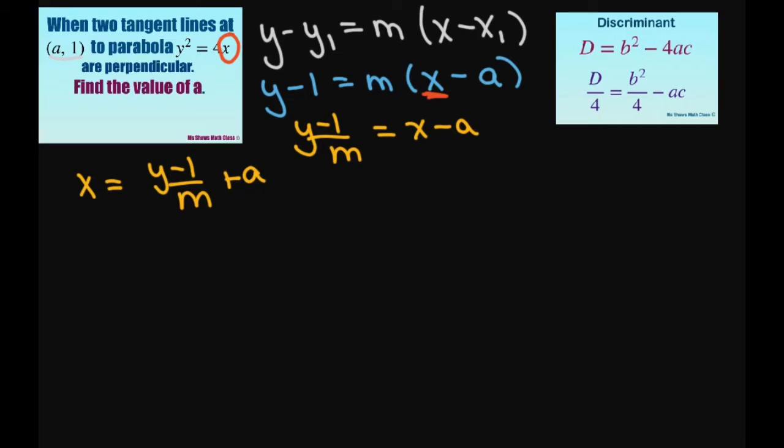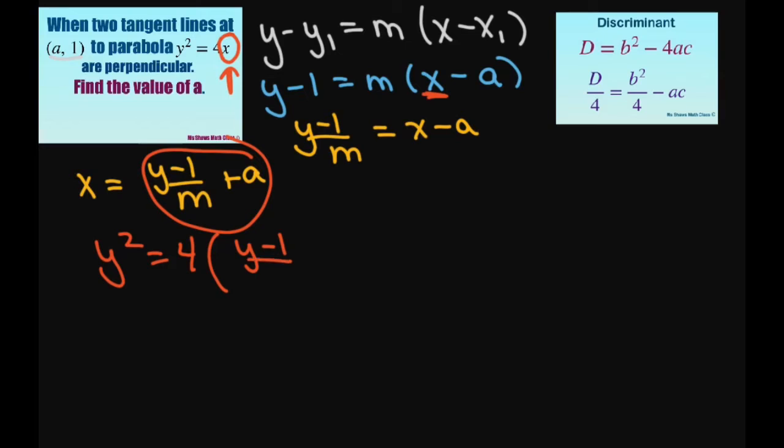Let's go ahead and substitute it in for our x. So we have y squared equals 4 times all of this: (y minus 1) divided by m, plus a.